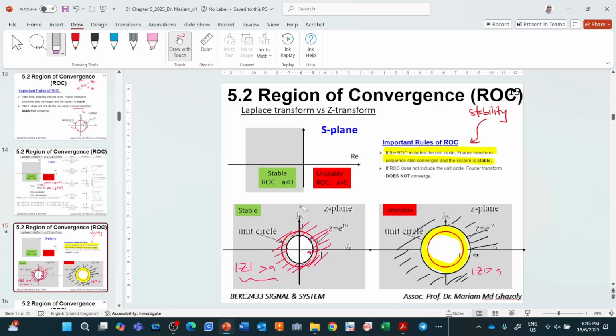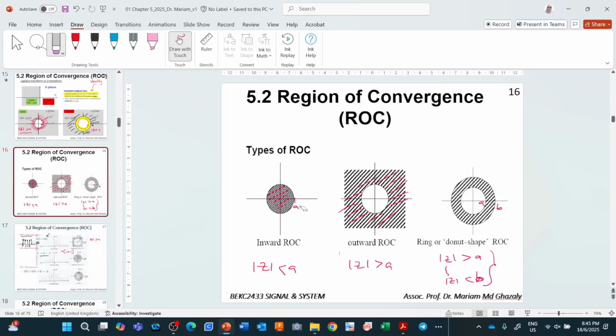Another one is that Z more than A means that it's an outward type. So for this one, the region of convergence does not cover the unit circle. The unit circle is red color. So when you sketch it, it doesn't actually cover the unit circle, so this is unstable.